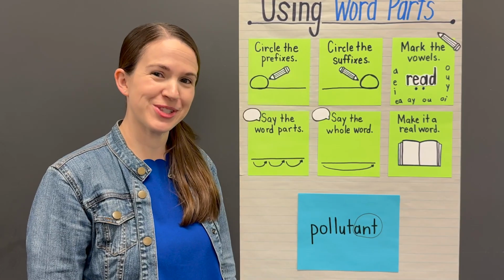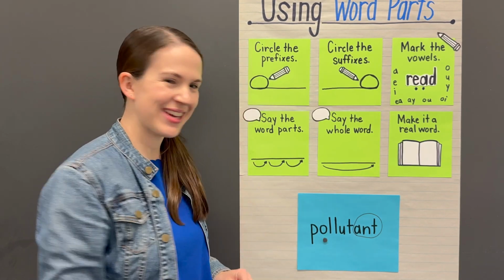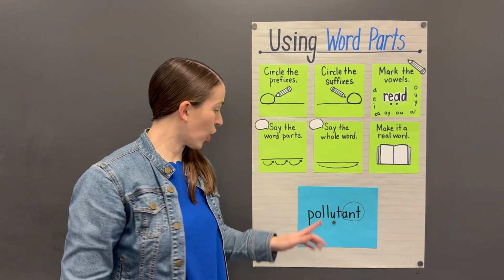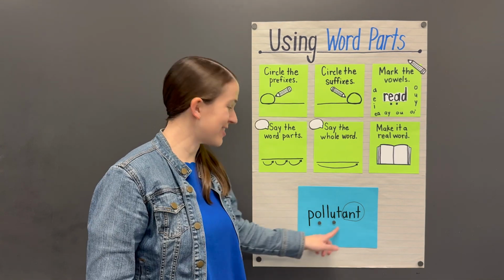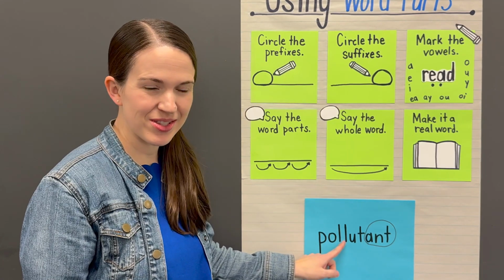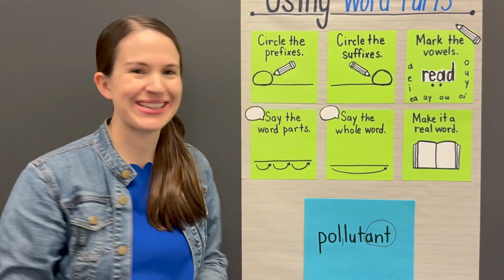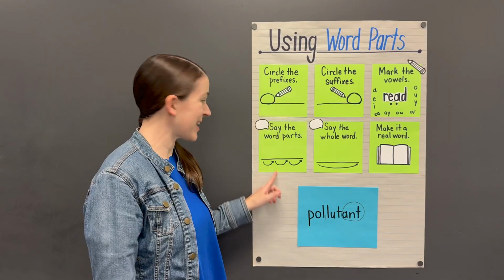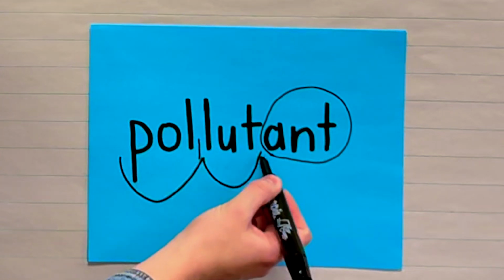Which vowels do you see? We see O and U. Since there are two vowels, we expect to find two syllables in this part. Let's split these syllables between the L's since we often split syllables between double consonants. Let's say the word parts. Pal, lut, int.